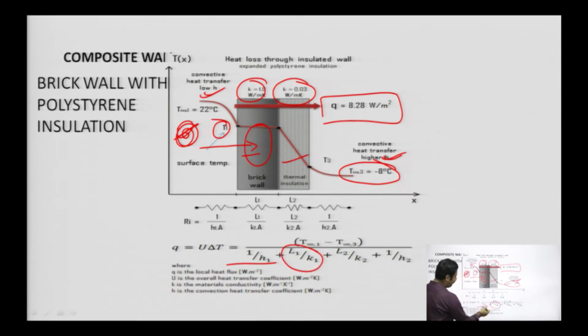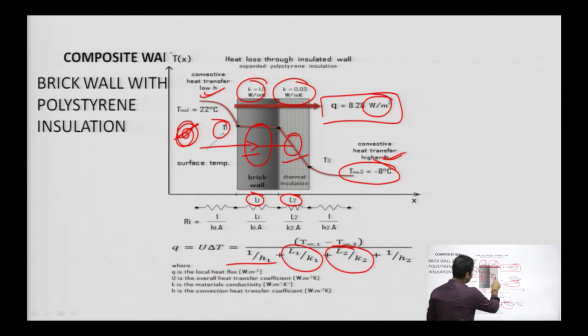We have actually excluded the area just because heat is in watts per meter square. Then the heat will be coming across this, so this is L2 by K2. L1 and L2 are the thicknesses, and K1 and K2 are the conductivities. Then this heat is coming out and it will be encountering the fluid outside which is in motion. It has got a convective coefficient, so the next resistance will be 1 by H2.